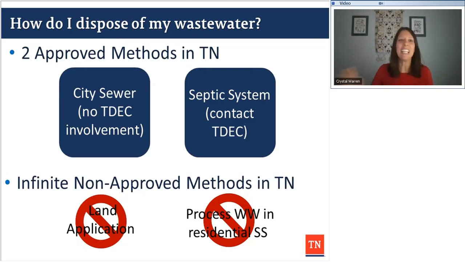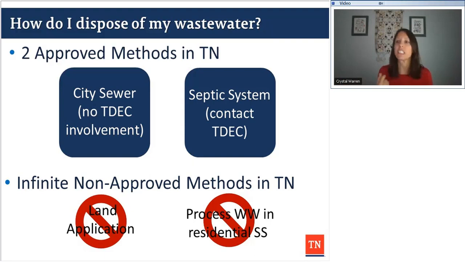All right, so getting started with the permits, by far the most frequent permit that's needed for agritourism is wastewater. So the question that I get asked most often is, how do I dispose of my wastewater? There's only 2 approved methods in Tennessee, and I have those 2 listed here. One is city sewer. If you are connected to your city sewer, you would contact them. There would be no TDEC involvement whatsoever.